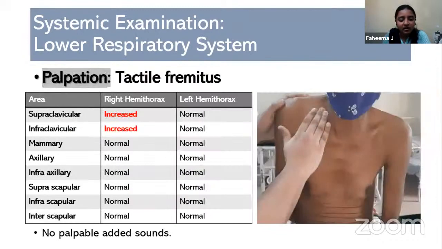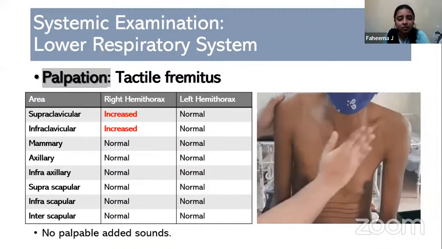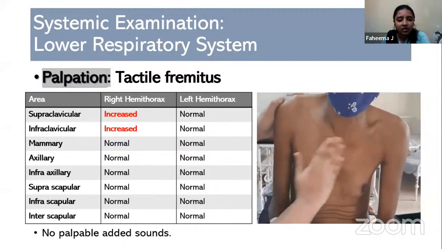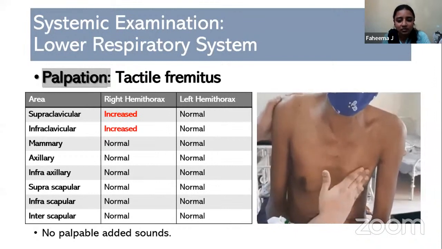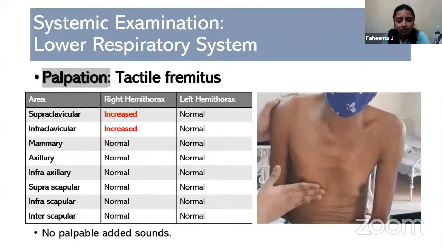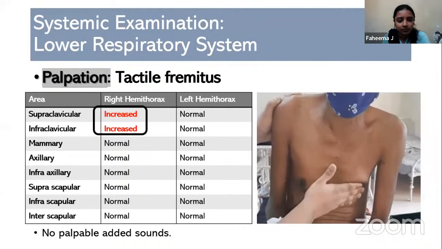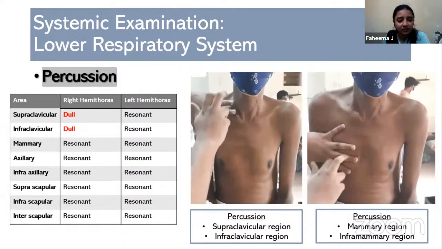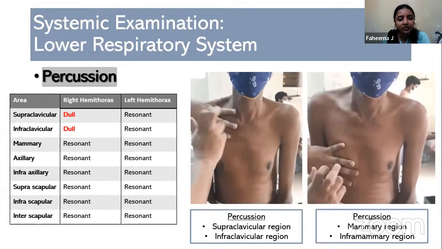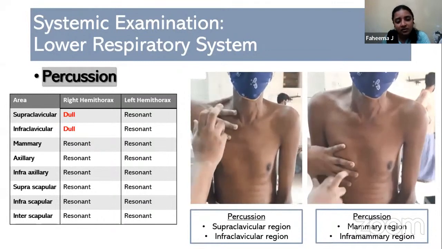Tactile fremitus was increased in the supraclavicular and infraclavicular regions of the right hemithorax, whereas in all other areas it was normal. There were no palpable added sounds. On percussion, we found a dull note in the supraclavicular and infraclavicular regions of the right hemithorax, with resonant notes heard in all other areas.